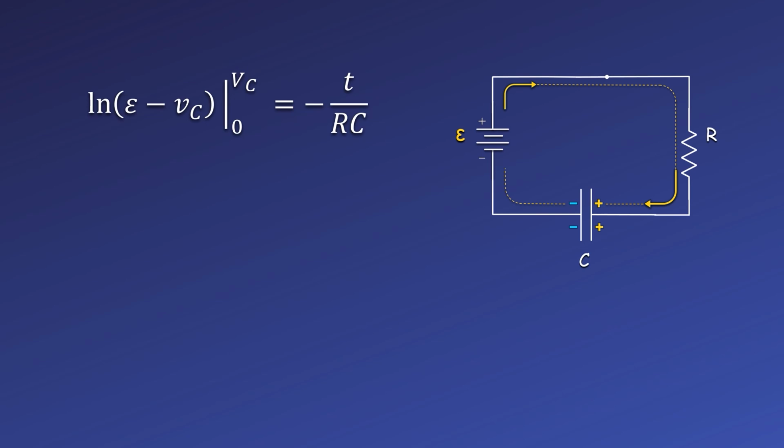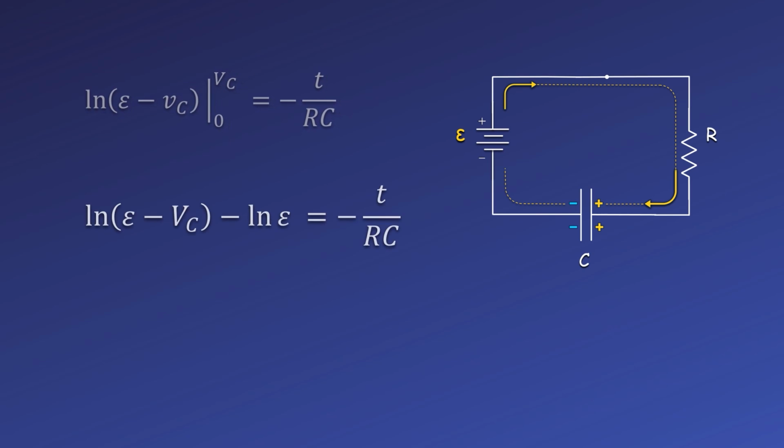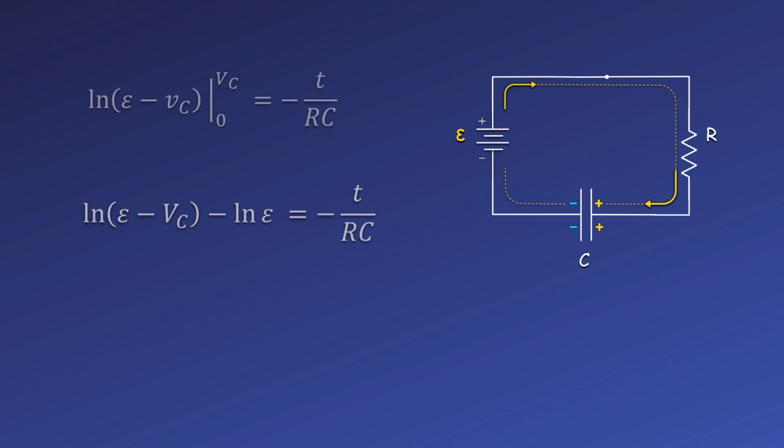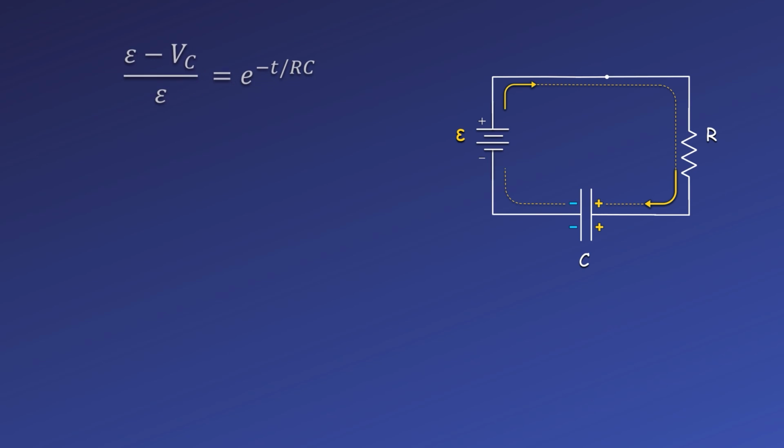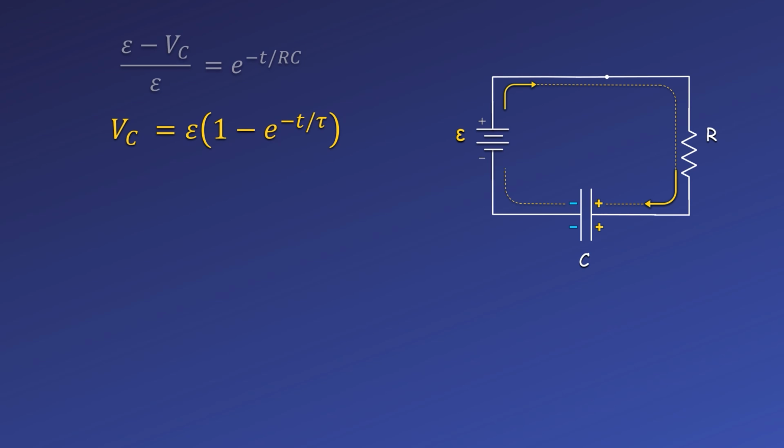The voltage across the capacitor starts from 0, so we'll integrate from 0 to some voltage we'll call capital V sub C. We'll again evaluate our limits and plug into the natural log, and then rewrite this difference using the properties of logarithms. Exponentiating both sides, we get rid of the natural log on the left. And now solving for the voltage across the capacitor by moving the EMF to the right and factoring, we get this final equation for the voltage across the capacitor as a function of time.